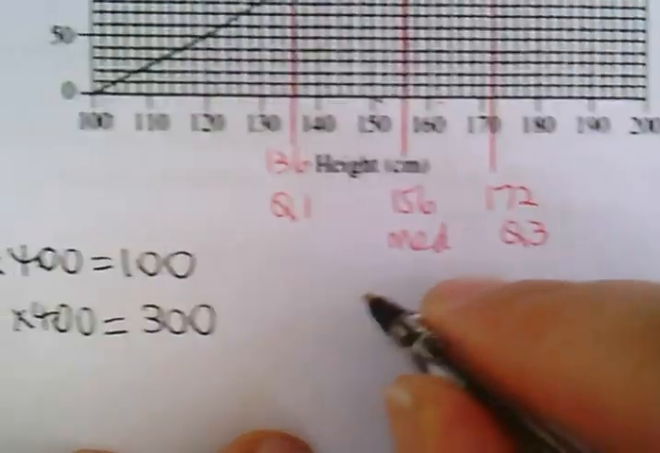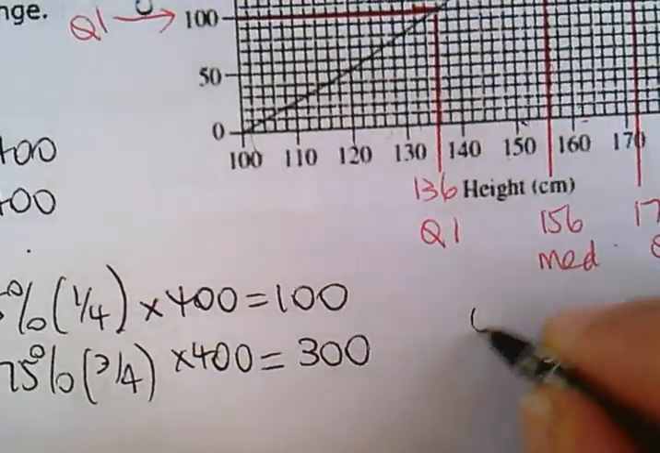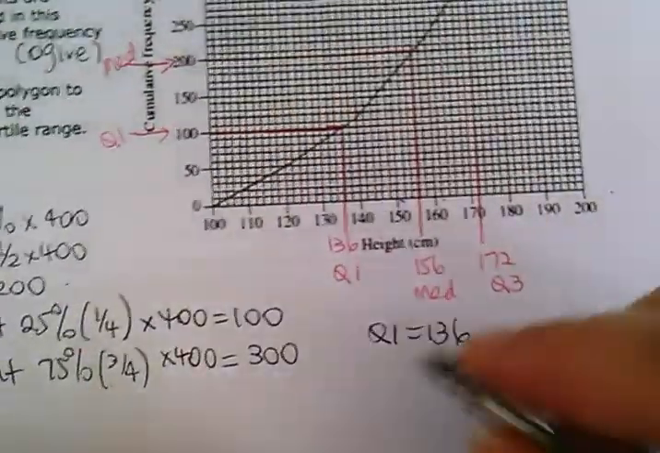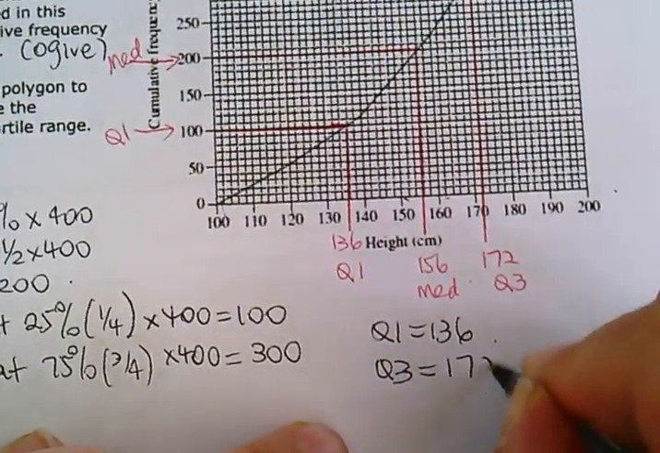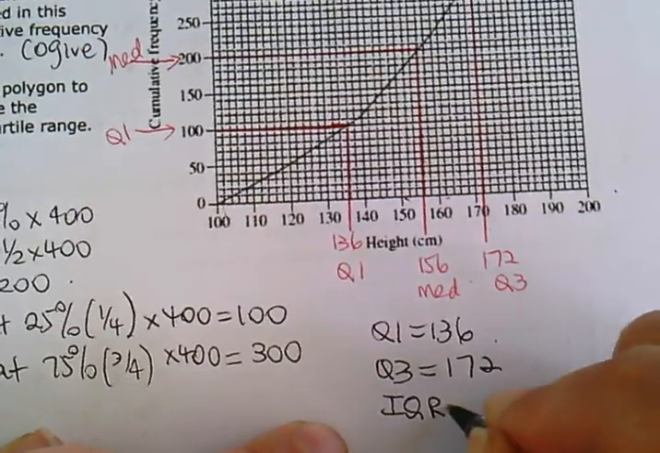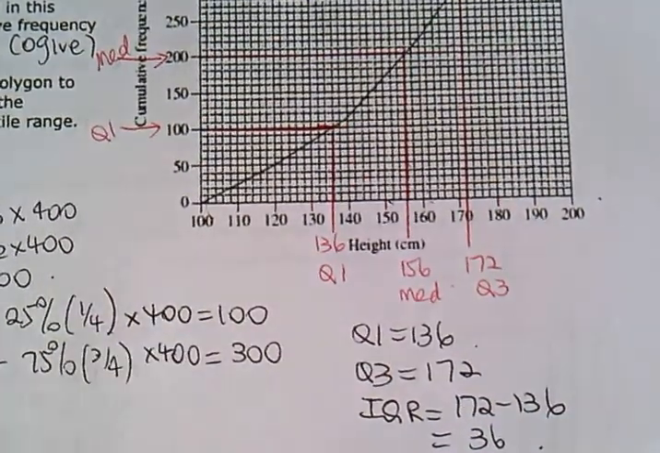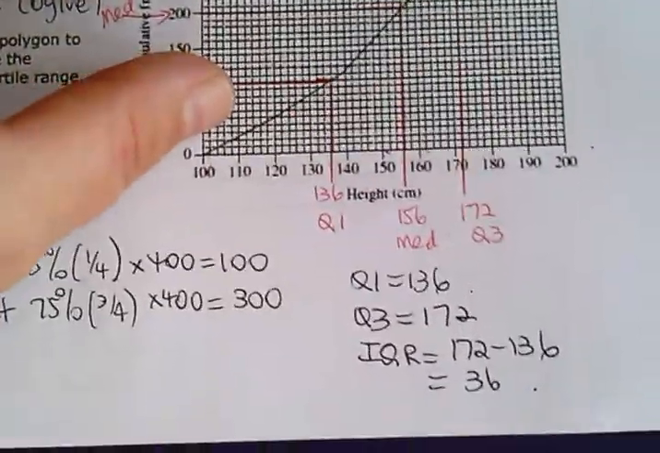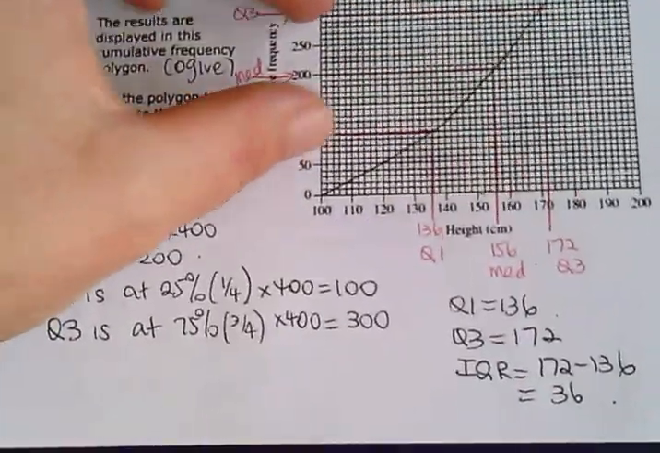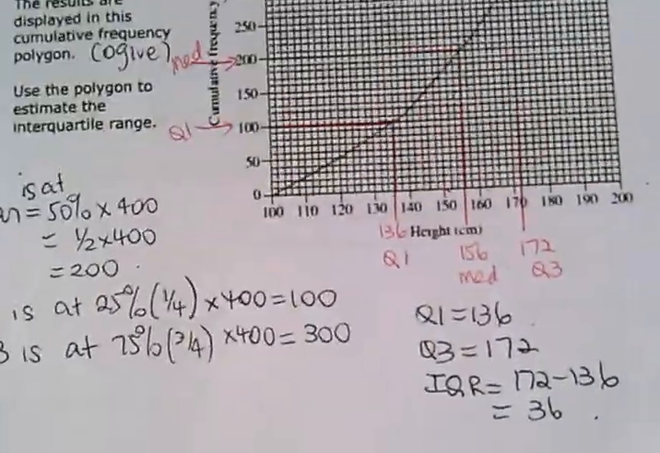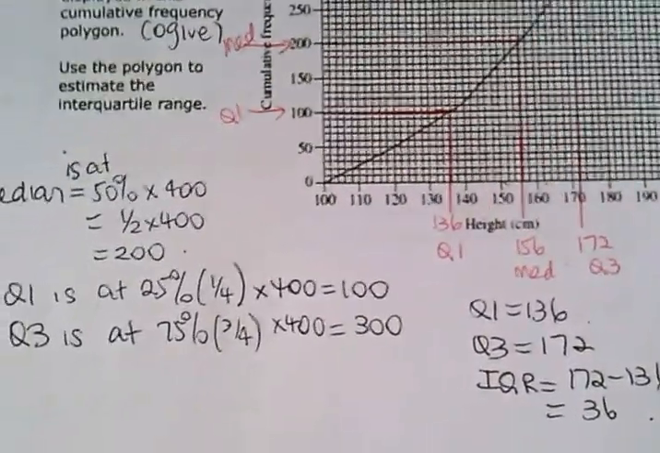So Q1 is 136. Q3 is 172. Interquartile range is 172 minus 136, which I think is 36. And that tells me about the middle 50% of my data, where it lies. See, that's my middle 50% of data. Okay?